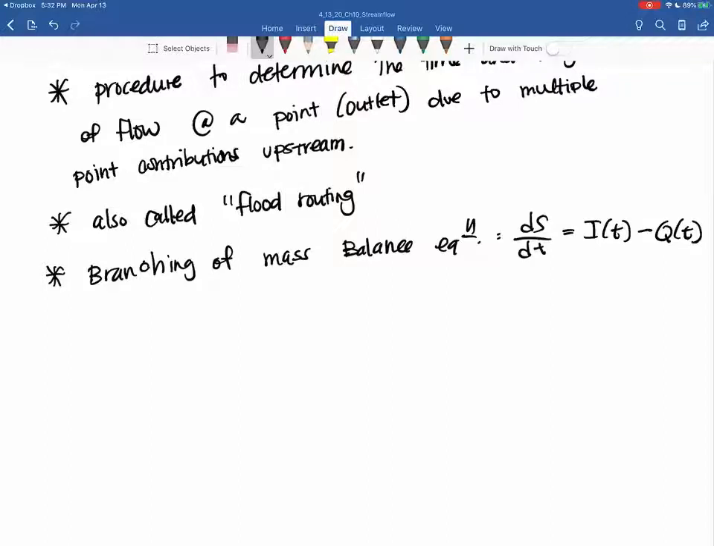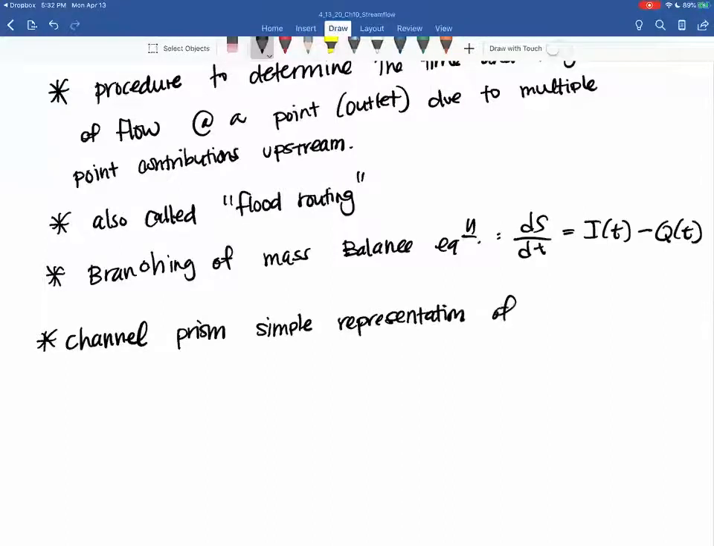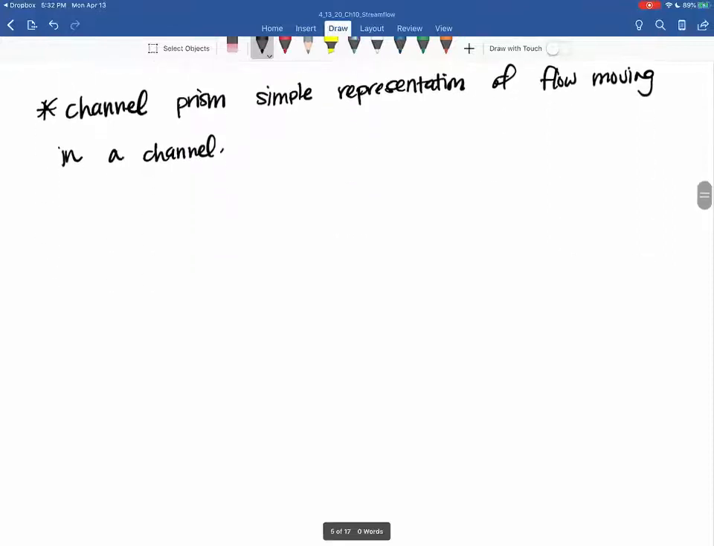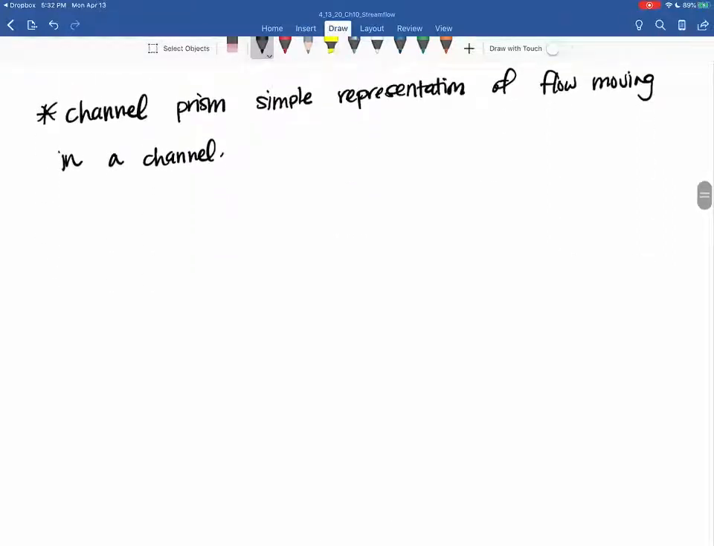what's called kind of like a channel prism. So this channel prism is a very simple representation of flow moving in a channel. So I'm going to draw kind of an example. So you have an end over here and an end over here.